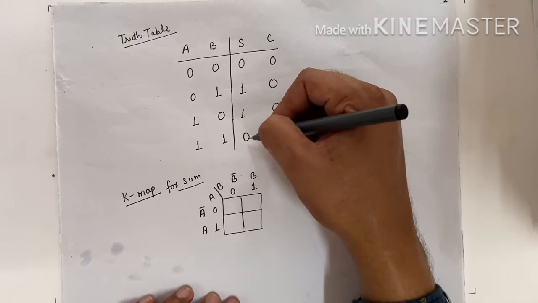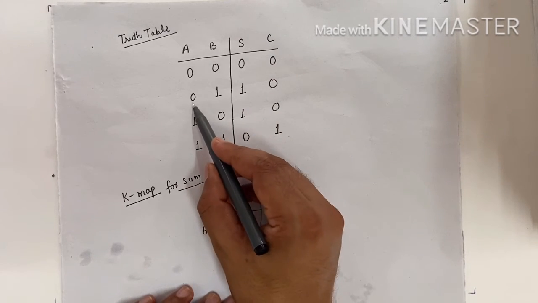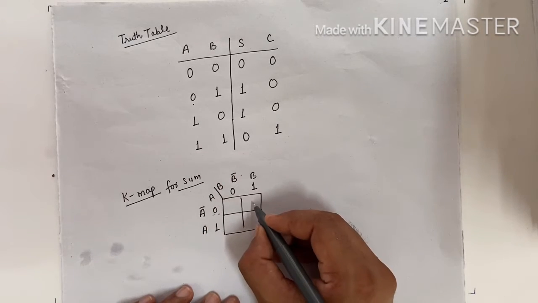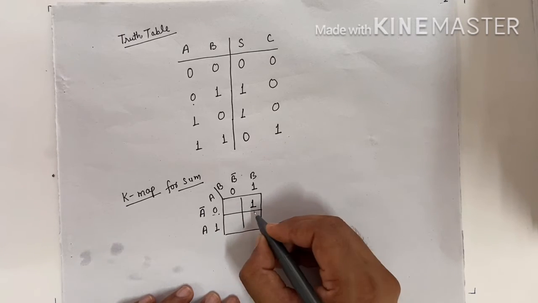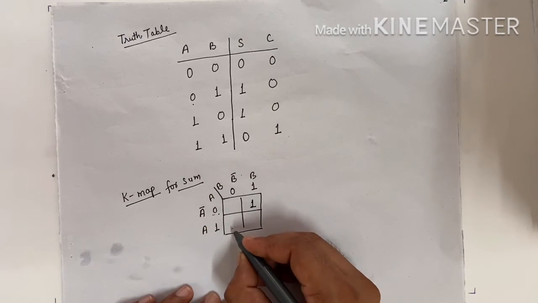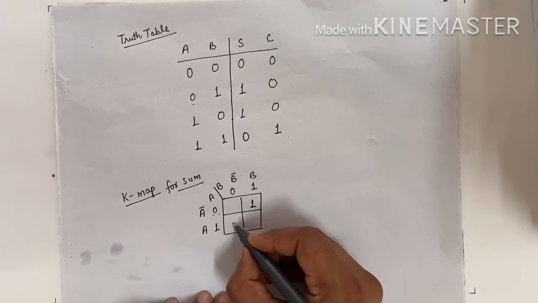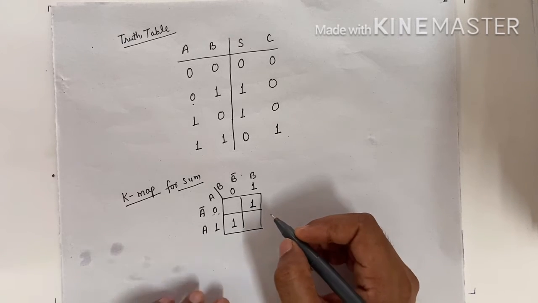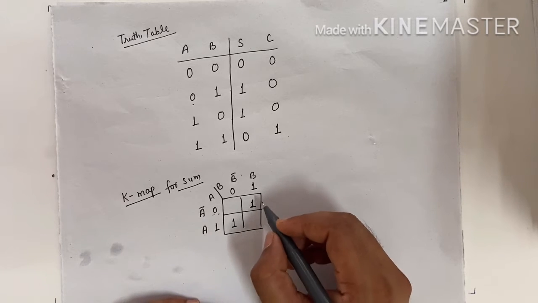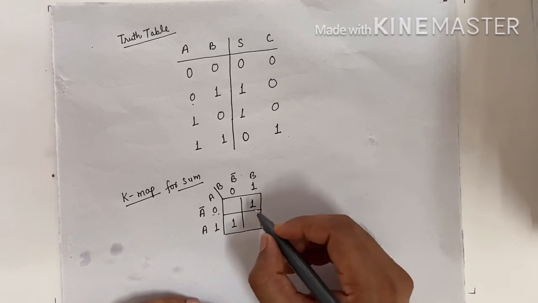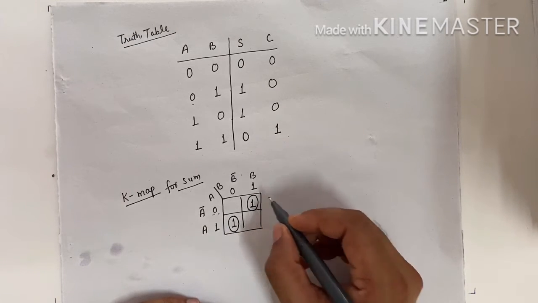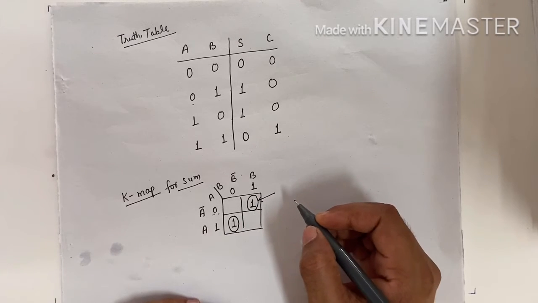Now we have to see the sum truth table. In the sum, if A is 0 and B is 1, so A is 0 in this column and B is 1 in this row, then we mention 1 in this cell. Now if A is 1 and B is 0, then we have 1 in this cell. Now we have to make a grouping. For grouping we could make a larger group, but here we have one single and here another single grouping.